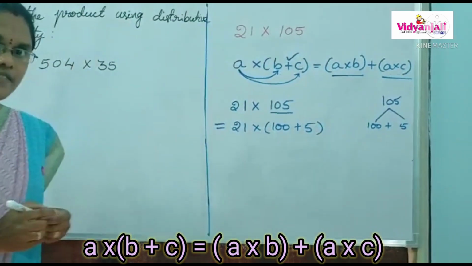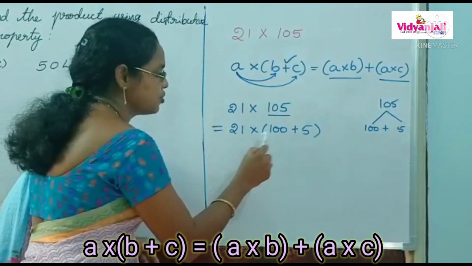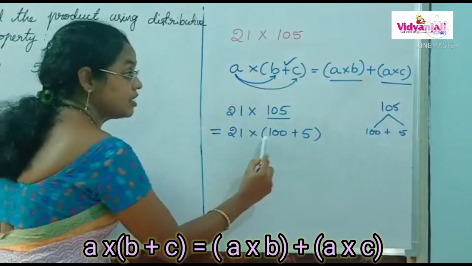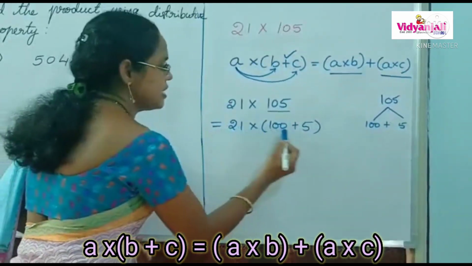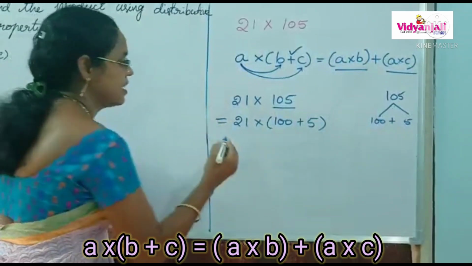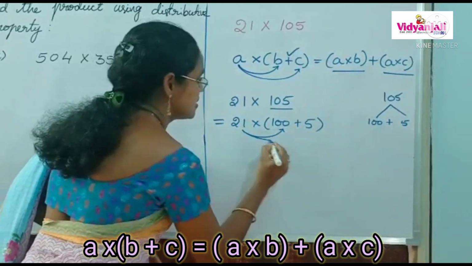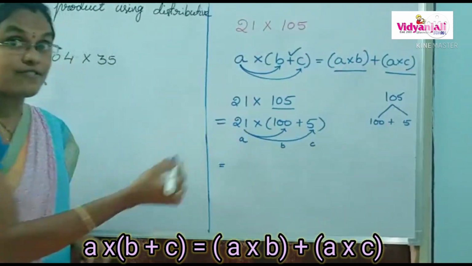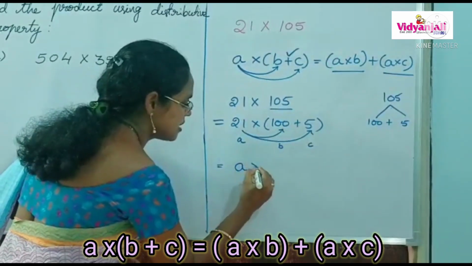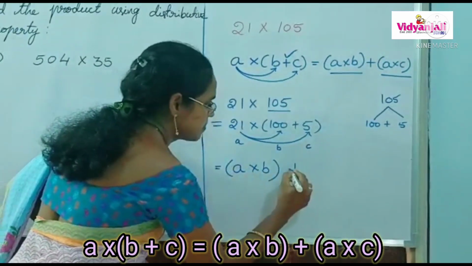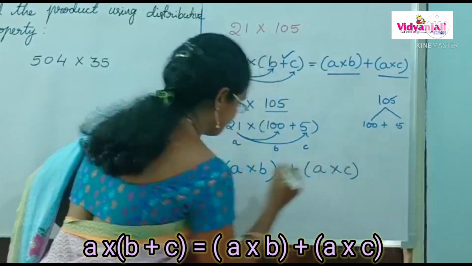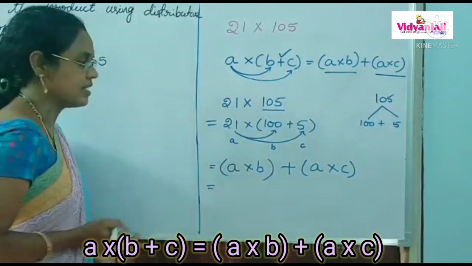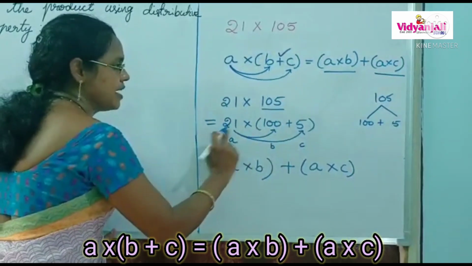Now we'll check. Can we apply distributivity property? Here A into B plus C. When we have A into B plus C, how can we write it? A into B plus A into C. So A into B plus C can be written as A into B plus A into C. Here, 21 into 100 plus 21 into 5.